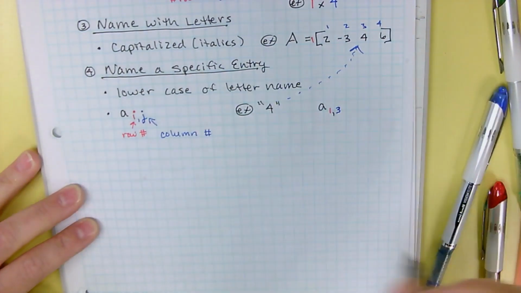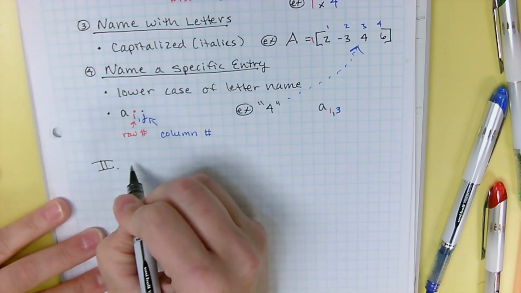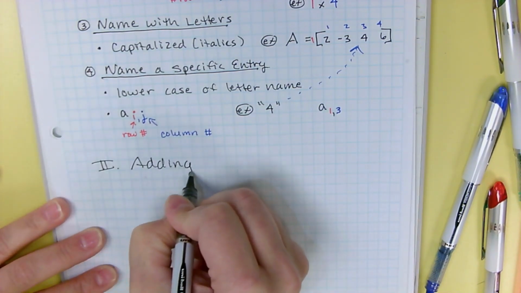All right, so Roman numeral 2. Adding matrices.